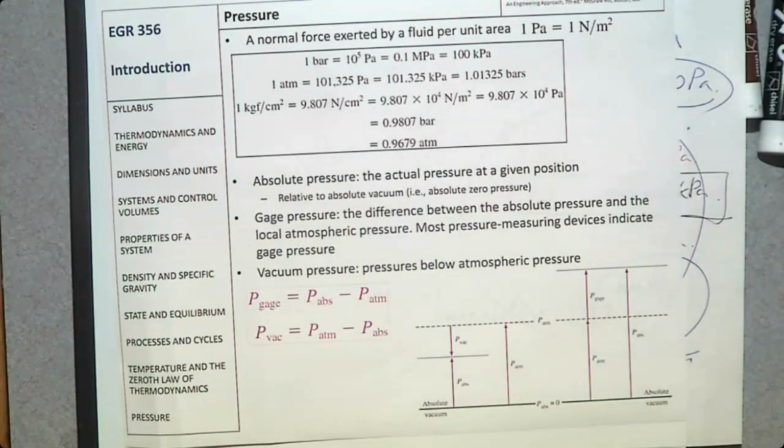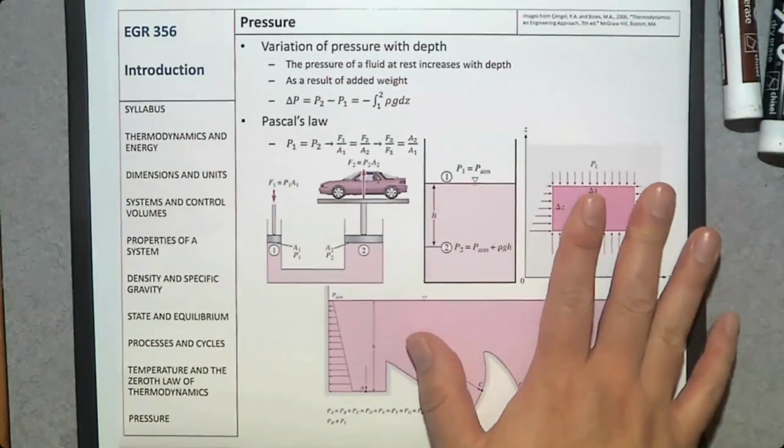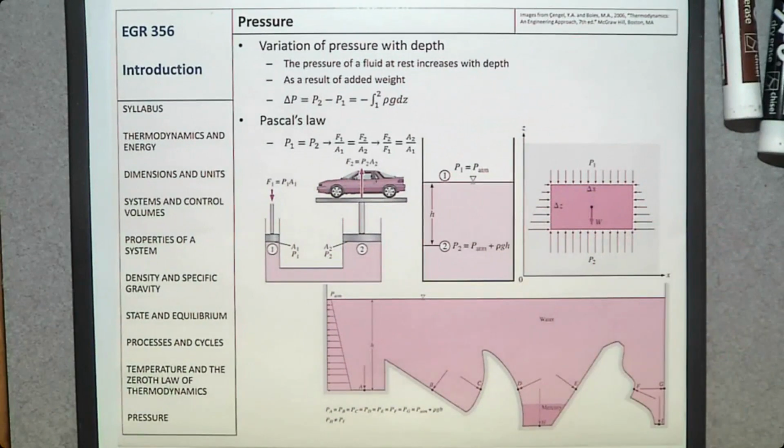Now, this is the most important slide in terms of pressure. It has everything. It has all the theory. Variation of pressure with depth. So what is the cause of the pressure? What am I saying? We are going to talk about atmospheric pressure.